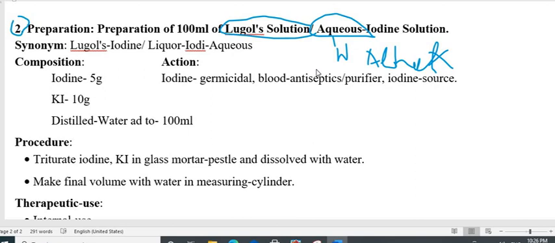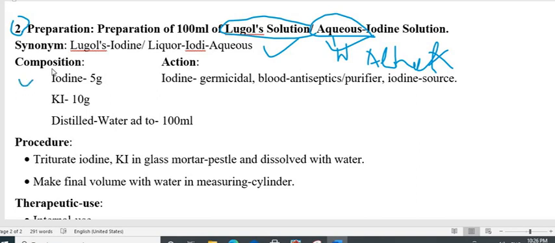Lugol's solution is one of the very much usable solutions, as an IV administration, and as well as for metritis and vaginitis. So this is a very much usable drug or solution. Regarding the composition, the name is clear cut, indicating this is an aqueous iodine solution. So this iodine should be there.